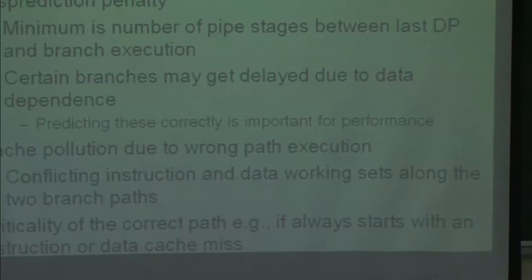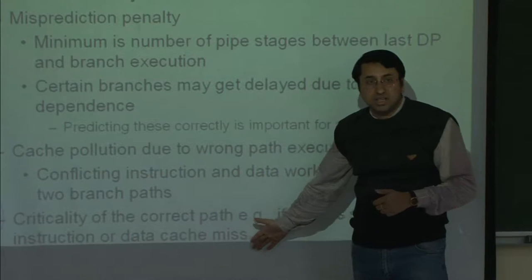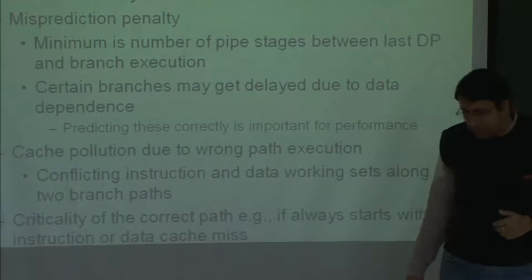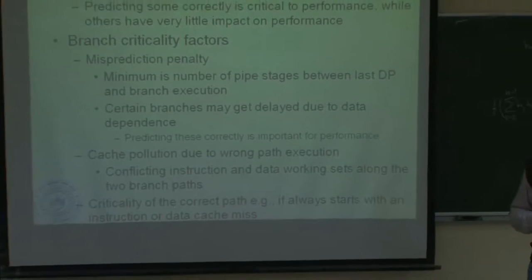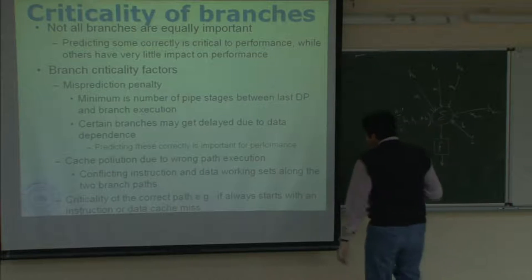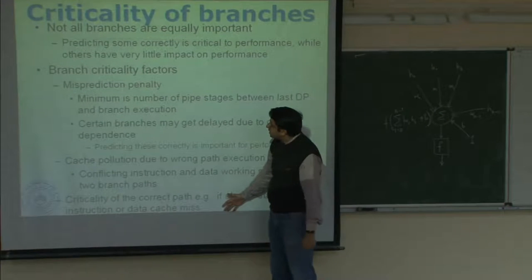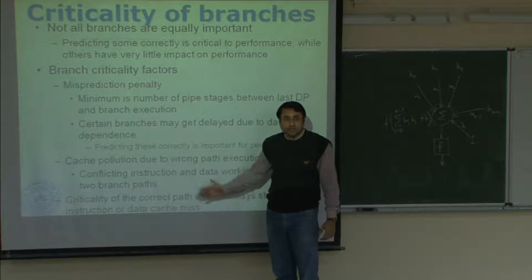And criticality of the correct path: for example, if the correct path always starts with an instruction or data cache miss, in that case you want this to be correct. Otherwise, you go along the wrong path, you find out that you made a mistake, you cancel all the instructions, you start fetching from the correct path, and at the very beginning you take an instruction cache miss. So this entire latency will show up in your execution, because you cannot do anything at that point. You don't have the instruction to proceed. The pipeline is empty, you are waiting for the instruction fetch to complete. So that also adds to the criticality of branches. The branches that often have these things become critical, and those are the branches that you definitely want to predict correctly.